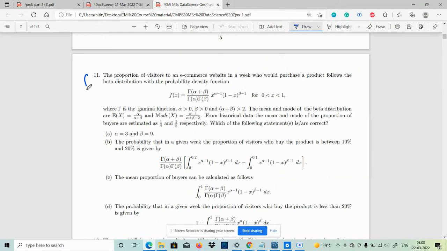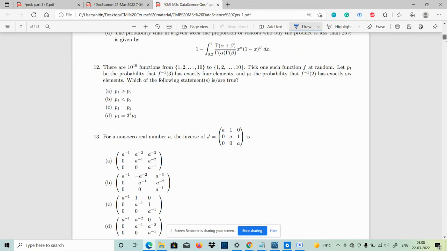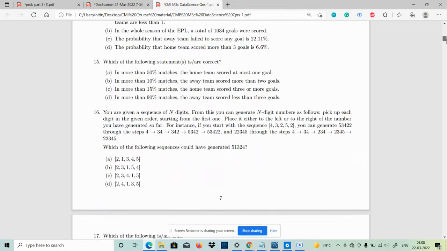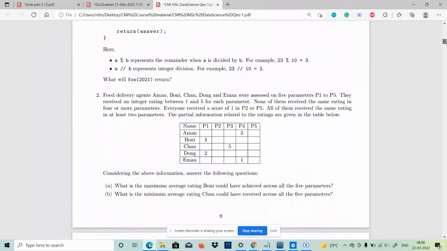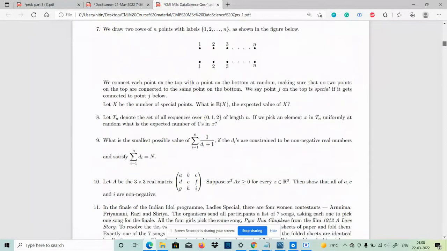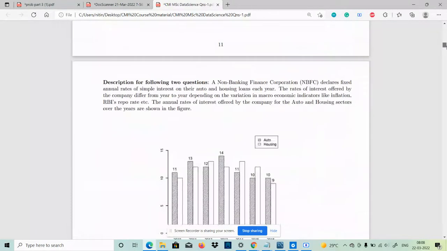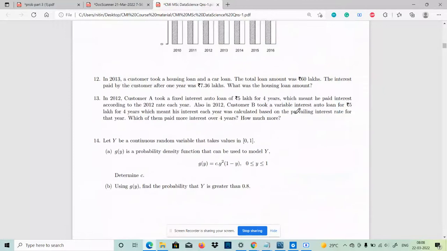Questions like this can be solved once I teach you the standard distributions. After that this will be solved, but before that you can solve other questions related to continuous random variables, discrete random variables, or anything related to random variables. So we will see some questions, but first, let's look at this question.